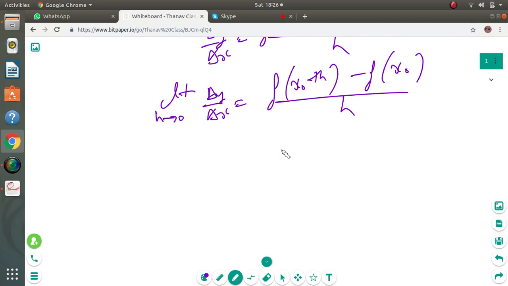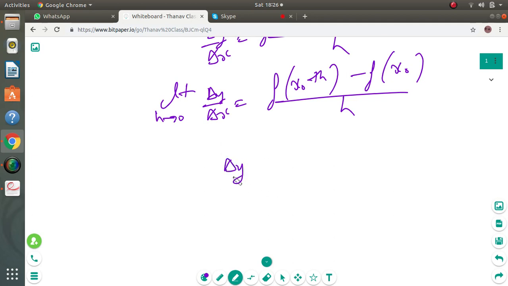And how do you do that? How can you evaluate this? From here we find out the slope of the tangent. Correct. The slope of the tangent, would you not rather just do y2 minus y1 divided by x2 minus x1? That's what we are doing only.